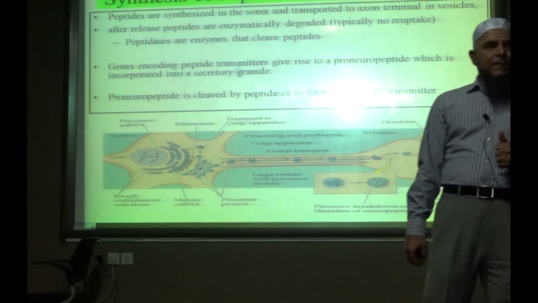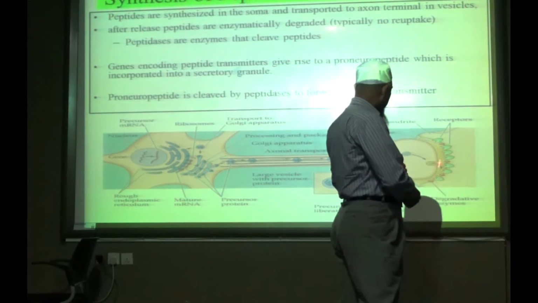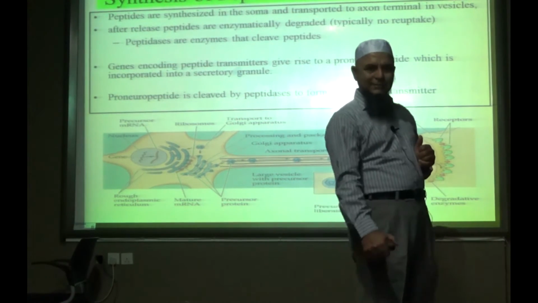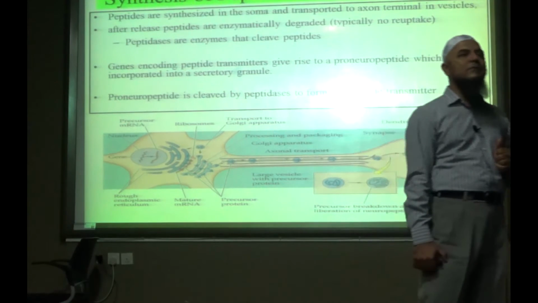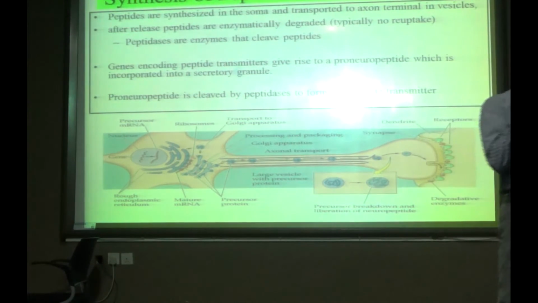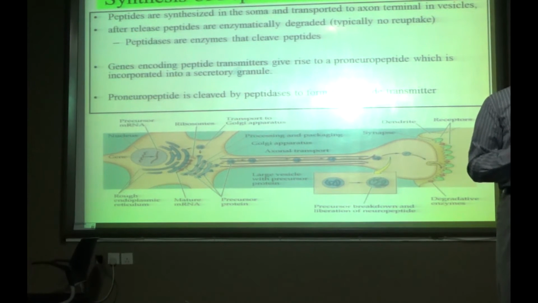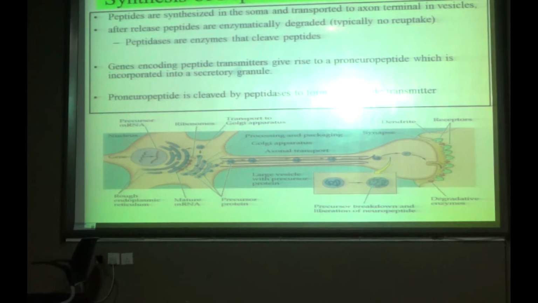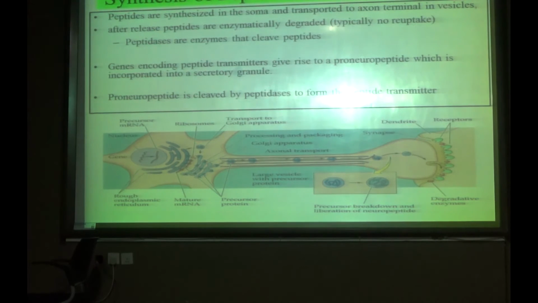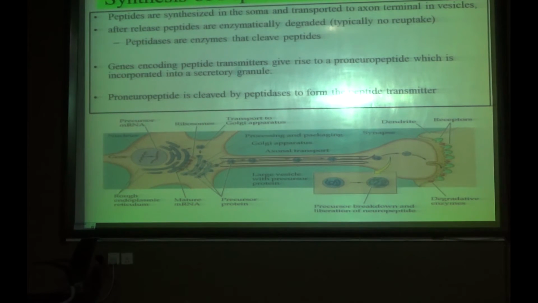Number two is that there are degradative enzymes. These enzymes will break down the neuropeptide. For example, you know acetylcholine. Acetylcholine is a neurotransmitter. Acetylcholinesterase will break it down.